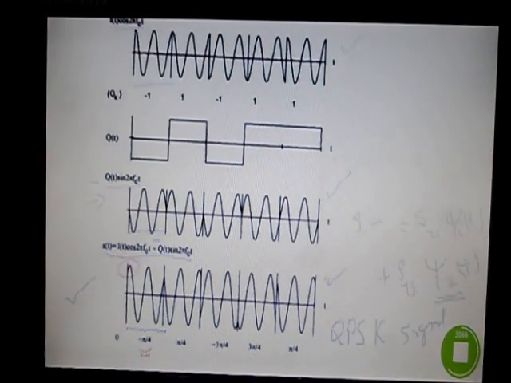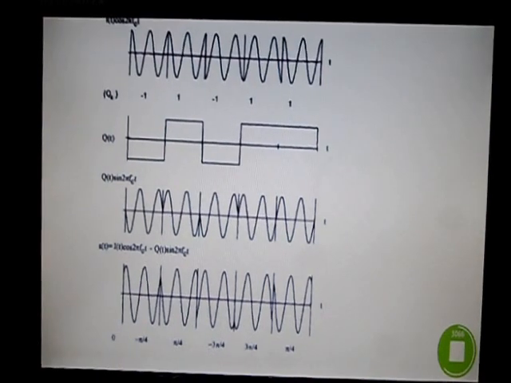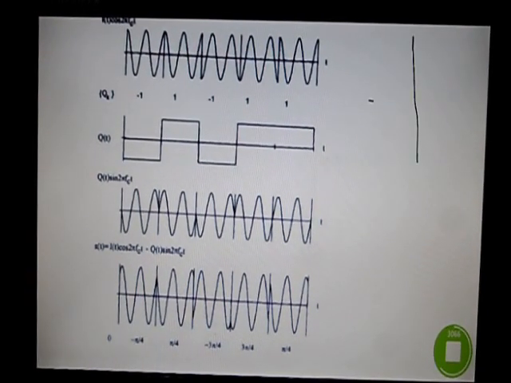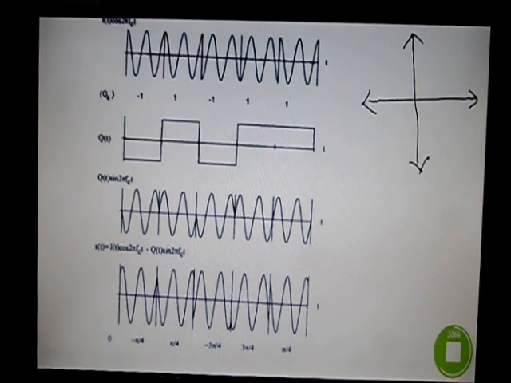Let me erase it all so that I can draw my signal as well. Okay, so I'll draw my signal. If you observe our signal constellation, it looks like this figure. We have 4 signal points, right? We have 4 signal points.